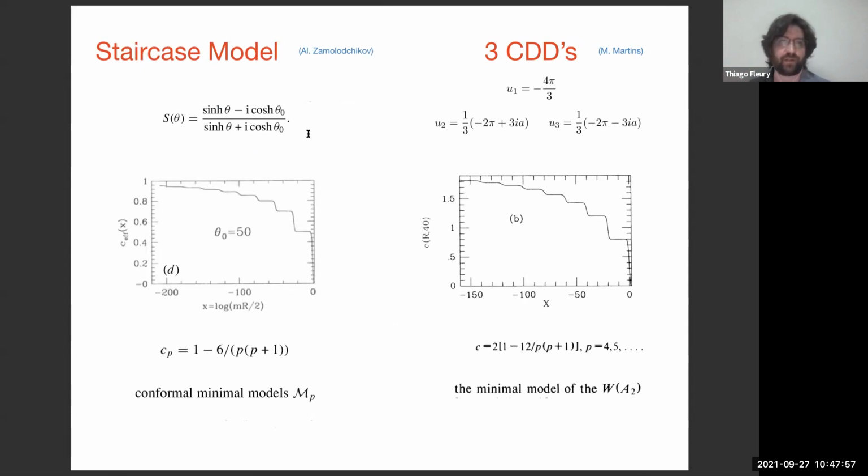So there is this star case model that is one CDD. And you see this plateau here. The system is moving as these conformal minimal models here. And there is also an example with a higher number of CDDs. There is this work by Martins that basically has 3 CDDs with this parameter, and you see precisely the same behavior. I'm not very familiar with this minimal model considered by Martins, but I just want to show that this TBA iterative procedure goes up to R equals 0. You have just this one branch.